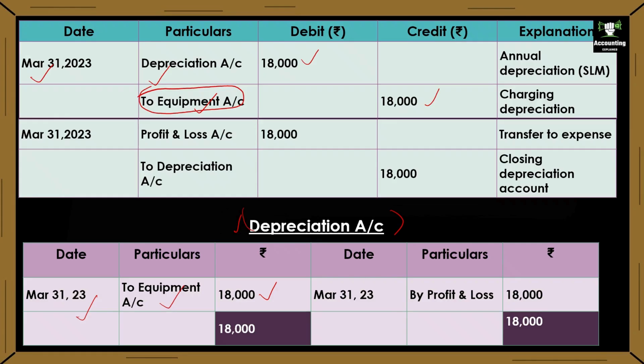Okay, again on the same day, we have passed the journal entry of P&L account debit to depreciation account. In the journal, we have debited the P&L account by 18,000. So in the ledger of depreciation account, we are going to credit P&L account by 18,000 on March 31, 2023. As we have already seen, the depreciation account is tallied. We are transferring it to P&L account just to tally the depreciation account. So both the debit side and the credit side are equal and it is tallied. So write the total of 18,000 on both the sides. This is how we are going to prepare the depreciation account.